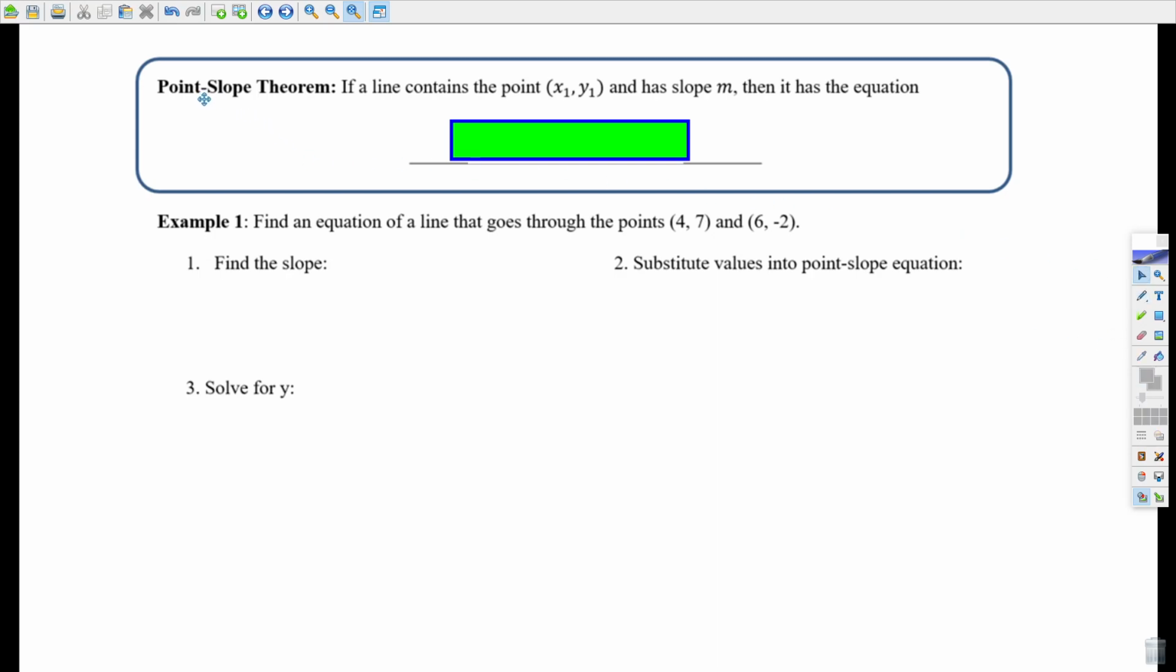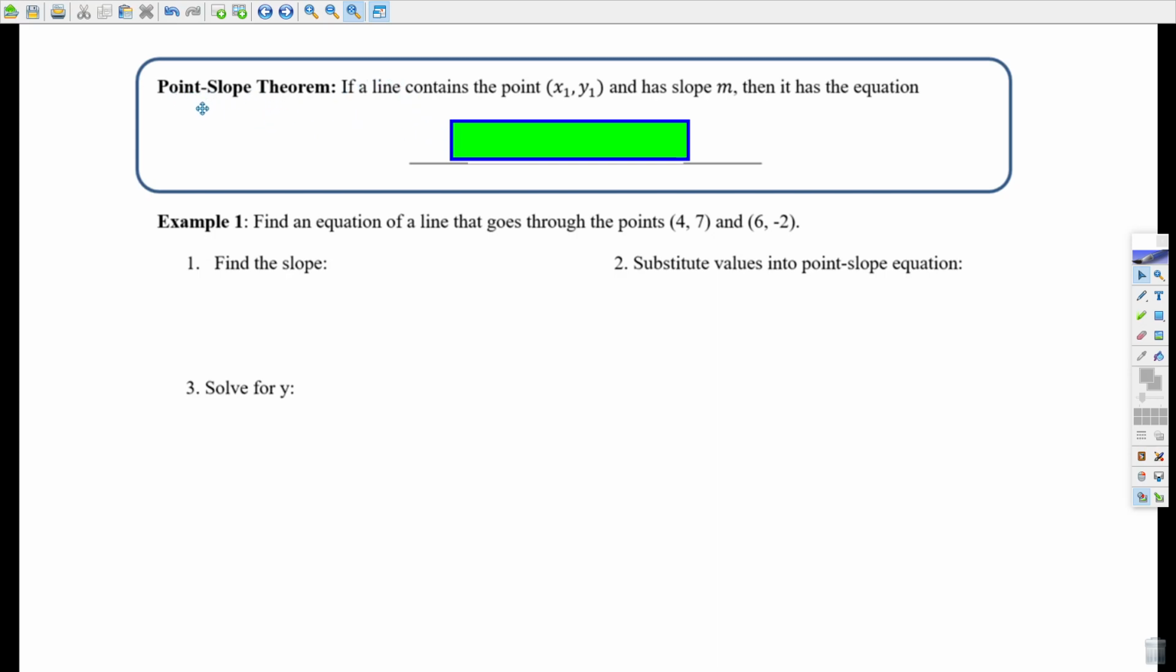So far we've had a couple of different formulas. We had the standard form, which was ax plus by equals c, and we had slope-intercept form, y equals mx plus b, as far as the equations we've had so far. This one's a little different.